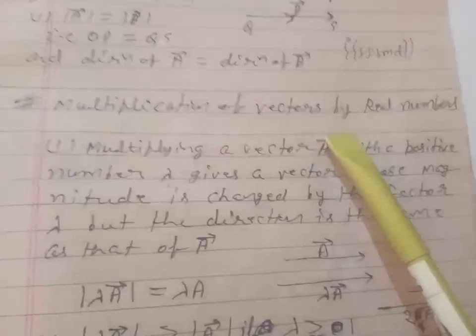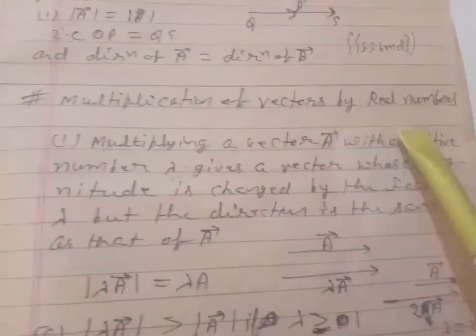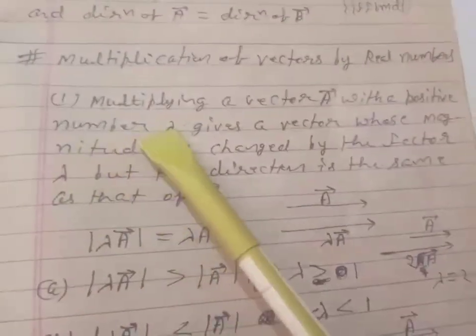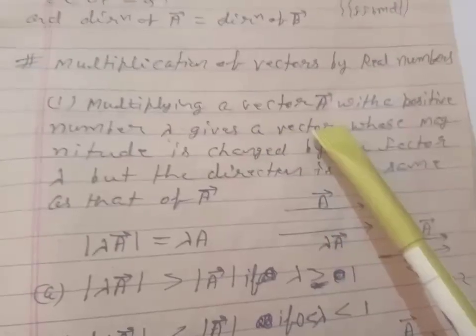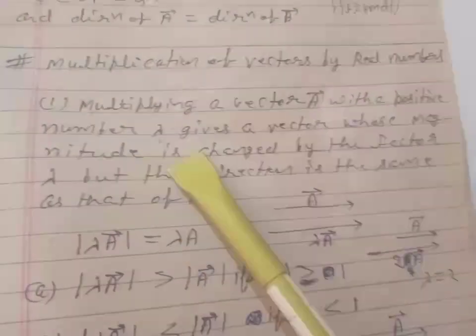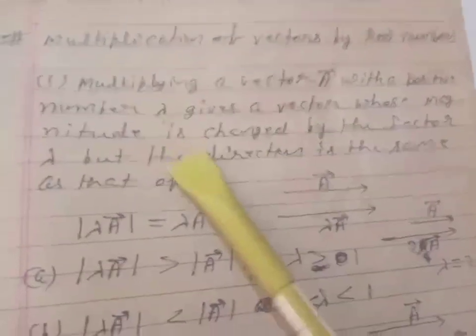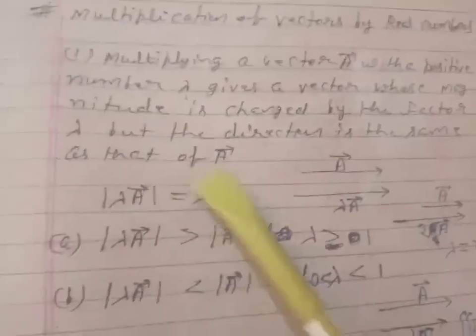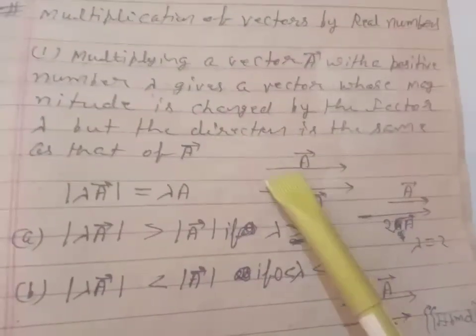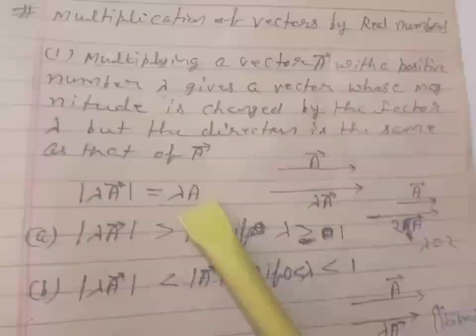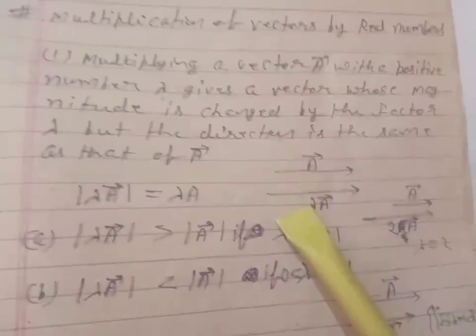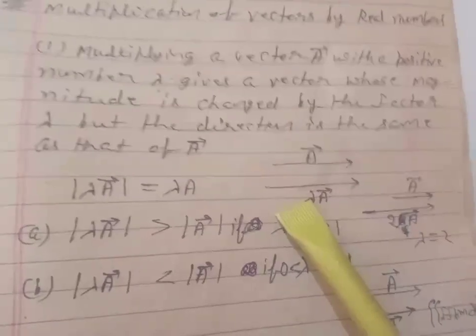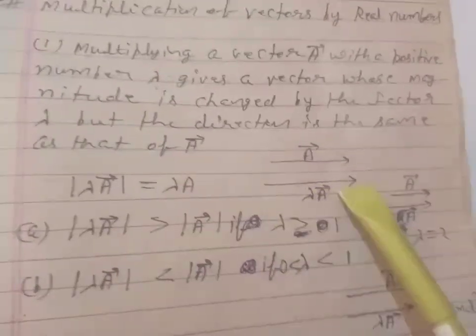Multiplication of vectors by real numbers. One: multiplying a vector A by a positive number lambda gives a vector whose magnitude is changed by the factor lambda, but the direction is the same as that of vector A. For example, here vector A is represented by a diagram, and when we multiply by a positive number lambda, it becomes lambda A vector.